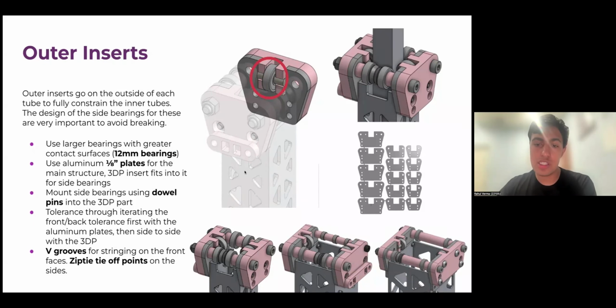So again, just to summarize these outer inserts, you want to use bigger bearings on every face so that you can really have strong contact faces and really low play and really high rigidity. And we have V grooves for the stringing as well as fully constrained on every piece. We have 3D print spacers and we have these dowel pin assemblies for the side bearings. So hopefully that makes sense for the outer inserts.